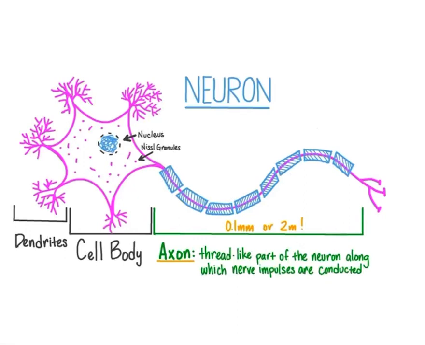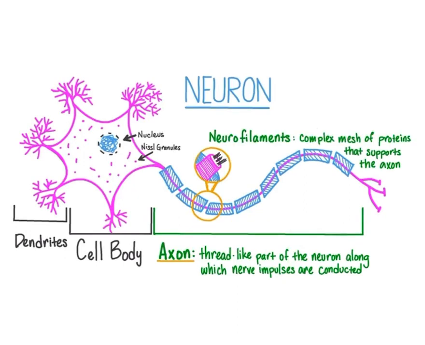highly varied. To ensure the structural support of the axon remains stable as it travels great distances, the axon is internally supported by a complex mesh of structural proteins called neurofilaments. Neurofilaments are very important for the transporter proteins made in the cell body that must travel to the axon terminal.